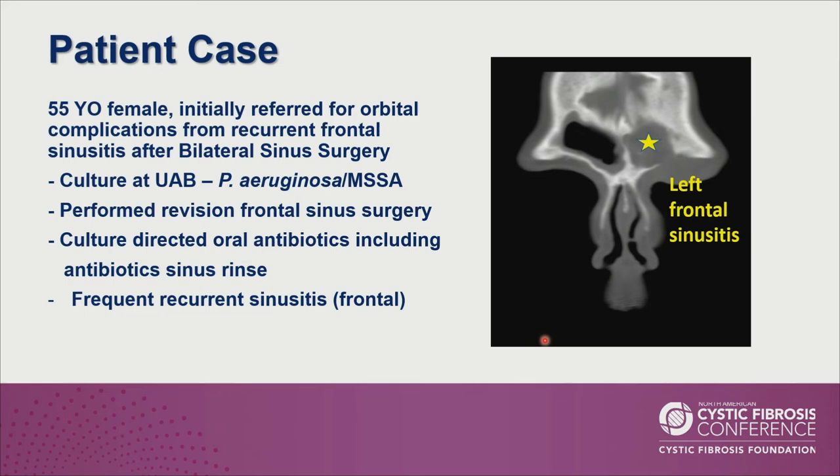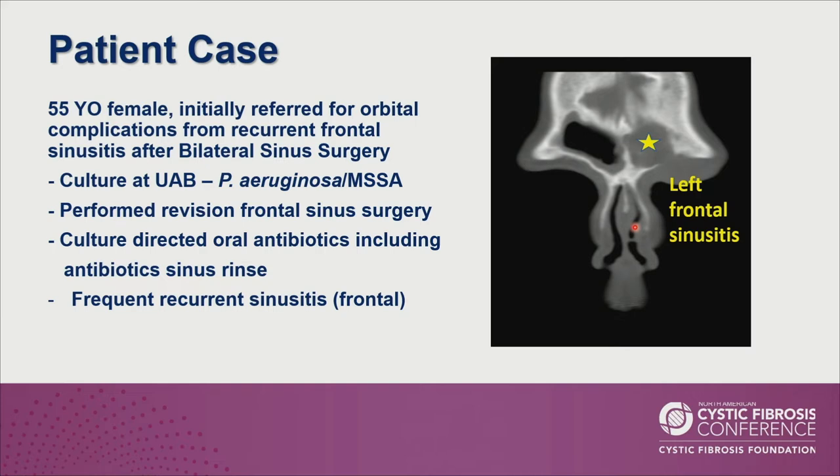Let me start with a case. This case makes me very humble. This is a 55-year-old female who came from an outside hospital for frontal sinus disease. Usually CF patients don't have a frontal sinus; they usually don't develop that much. But this patient, at 55, had frontal sinus disease for multiple years. Here the white is bone, the black is air, and the gray is all the soft tissue. Her left frontal sinus is so bad that it actually eroded bone.